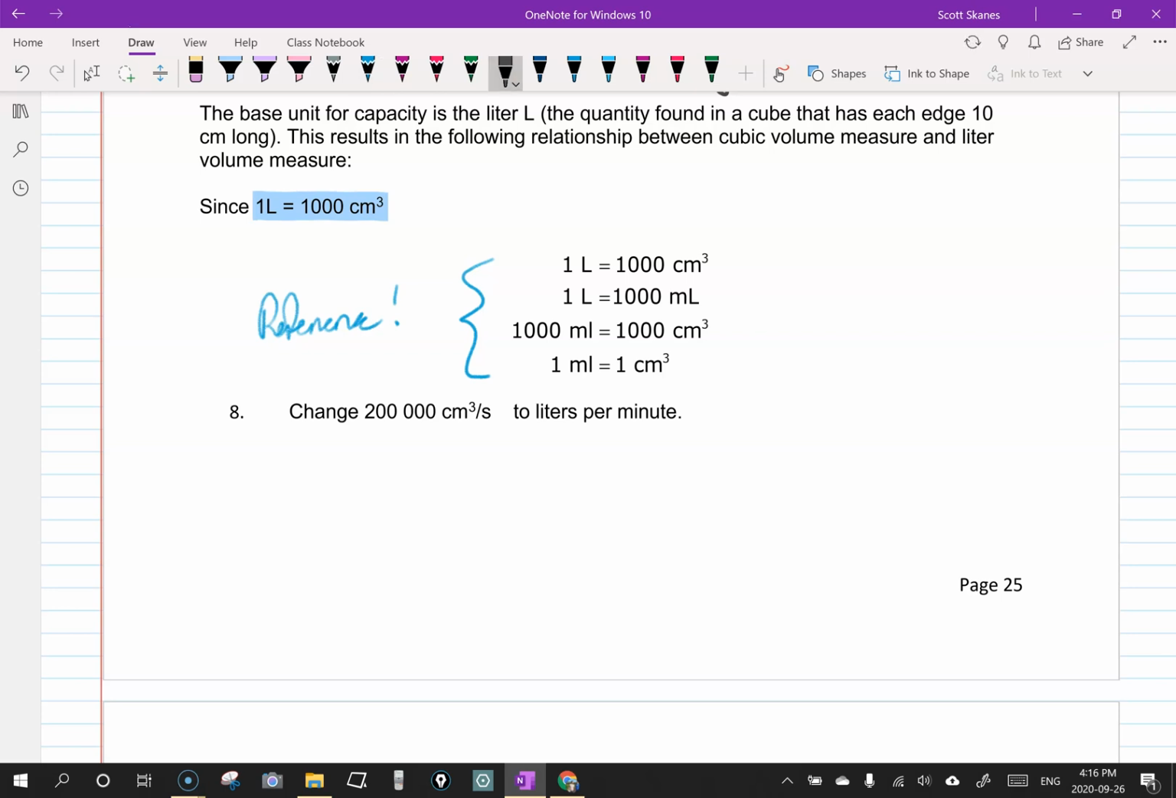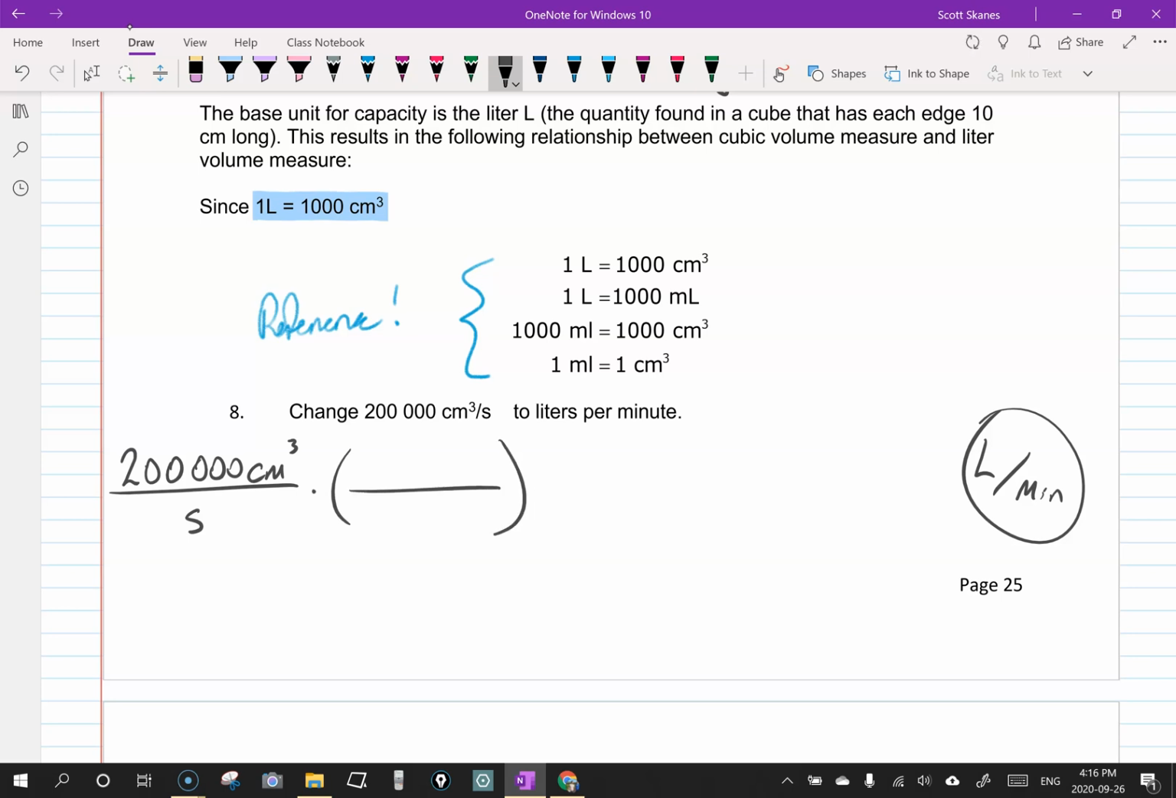Let's see what the problem is. 200,000 centimeters cubed per second. We want to change that to liters per minute. We need liters per minute in the end of this. That's interesting. Let's see how we can do this. Usually the problem starts making sense once you write it down. So centimeters cubed over seconds.